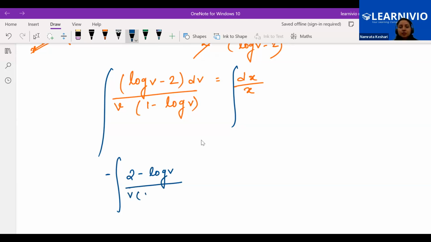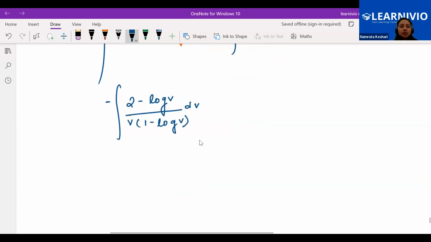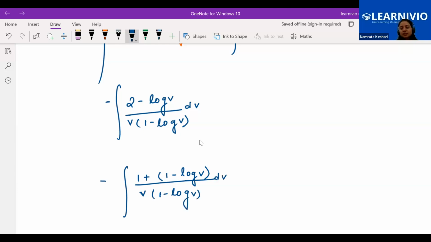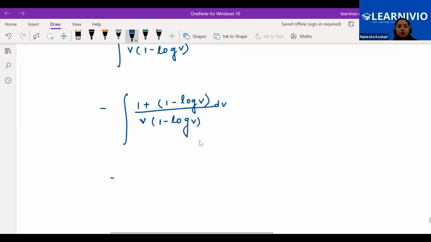Yes, ma'am. Let's focus on this part only. So minus common, this 2 can be written as 1 plus 1 minus log v. Can we write it like this? Yes, ma'am, we can. Okay, 1 minus log v in the denominator, dv. Let's see what else we can do over here.